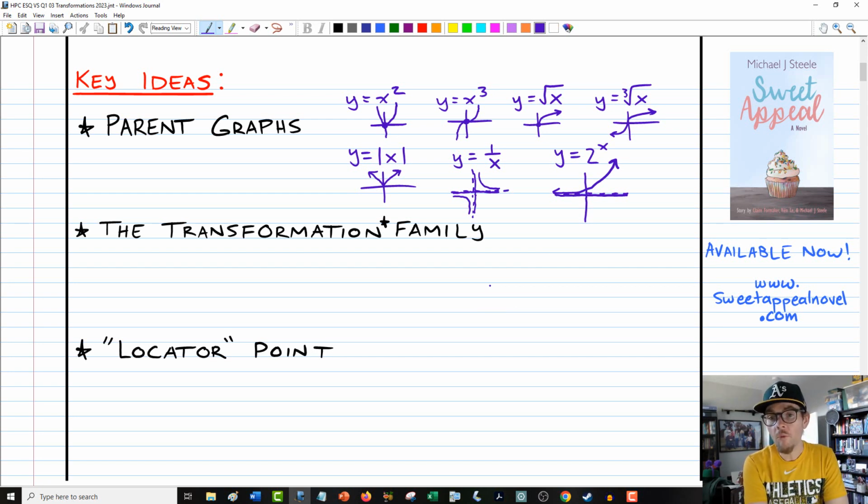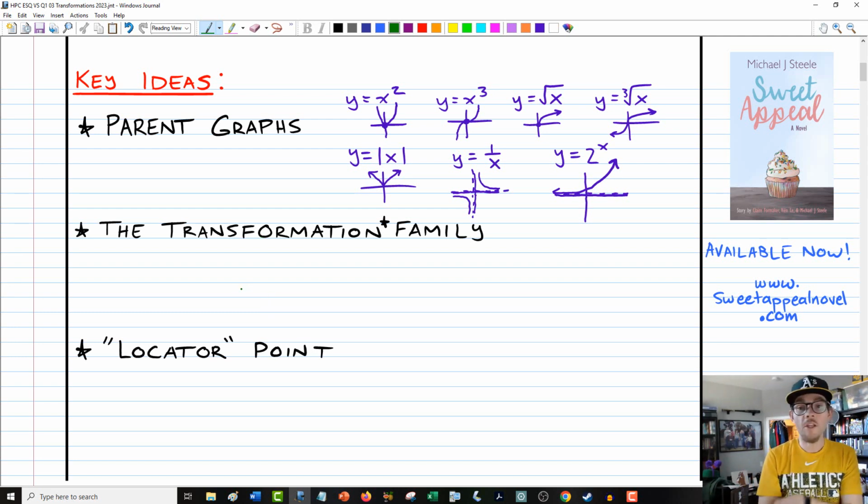You also graph polynomials in other sections on this ESQ, so there might not be too many x squared and x cubed, but they fit into the work that you're going to do here, so I think you might actually run into them. The second piece I wanted to address is the transformation family. Basically, for this ESQ, there are particular transformations that you're going to be presented with that you'll have to then recognize and then translate into equation form from a given graph.